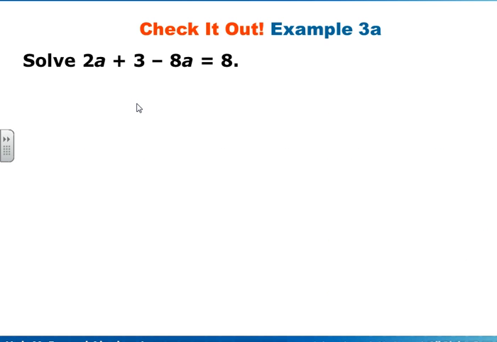Alright. So go ahead and try this one by yourself. Pause and then come back and get the answer. Alright, so welcome back. So here is the answer.